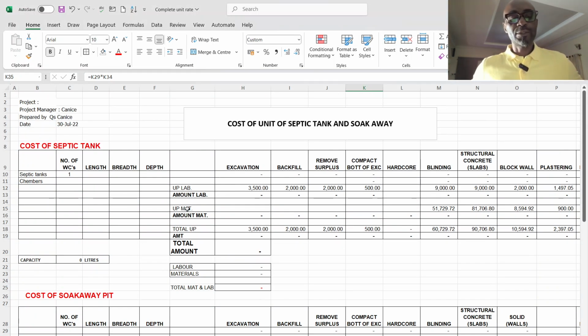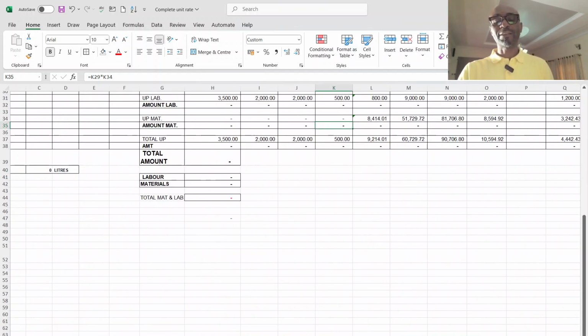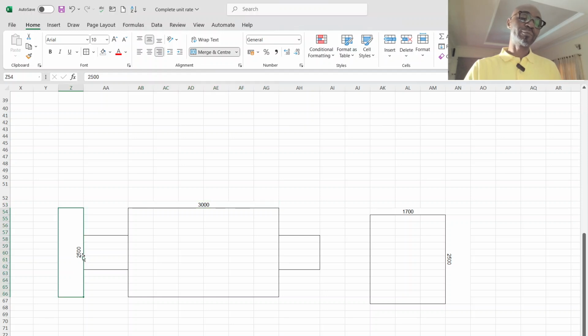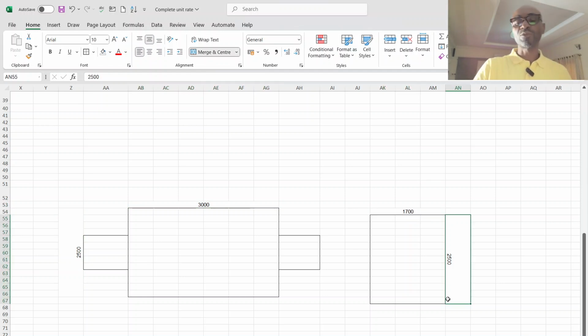Hello, let us do a little costing. What we are going to be looking at is the unit cost of a septic tank and a soakaway. We are going to use the sketch as a reference point. The length of the septic tank is 3 meters, while the breadth is 2.5, and the soakaway is 1.7 by say 2.5.